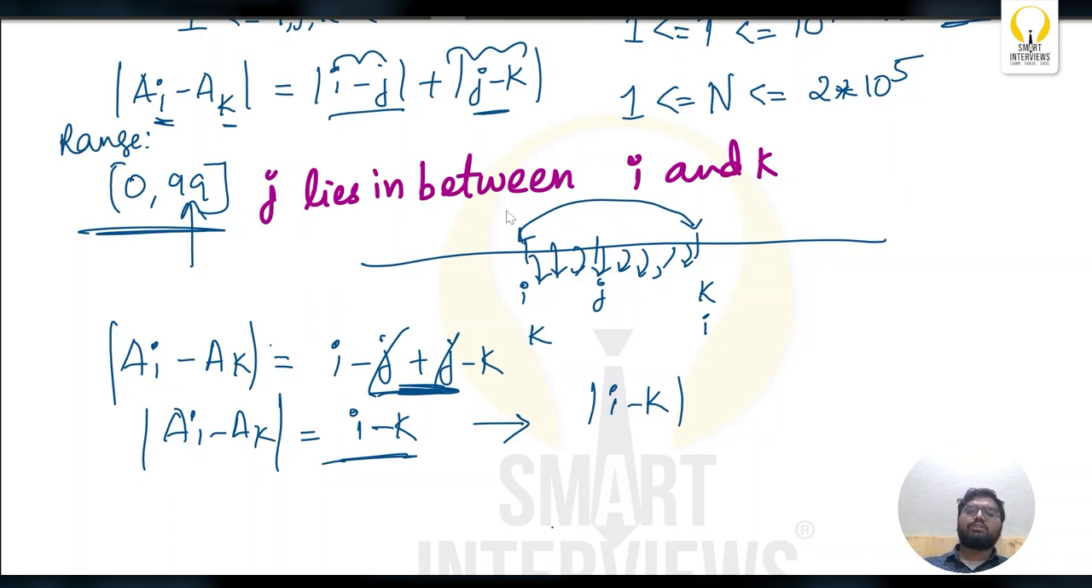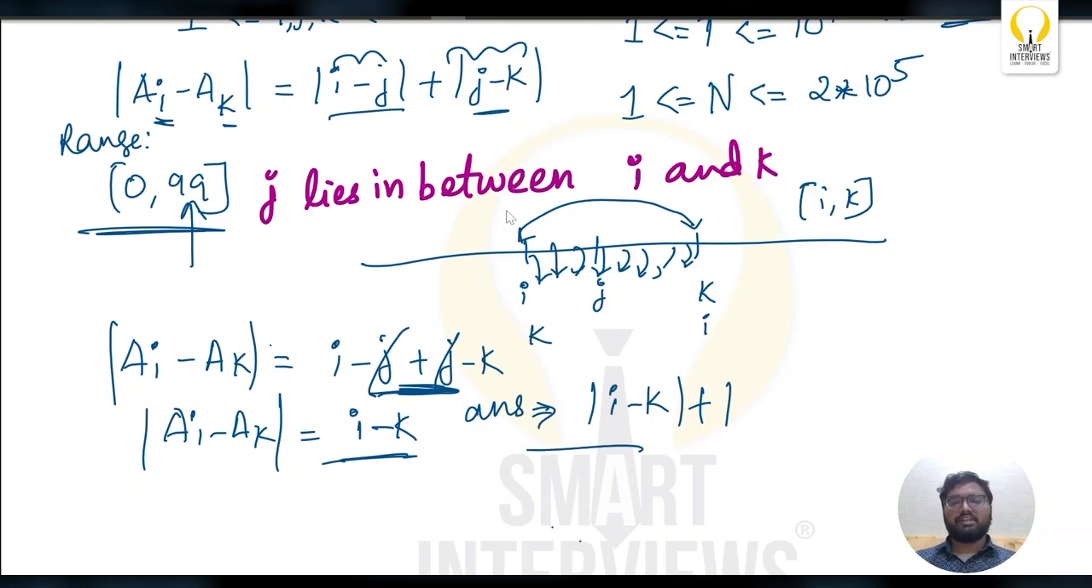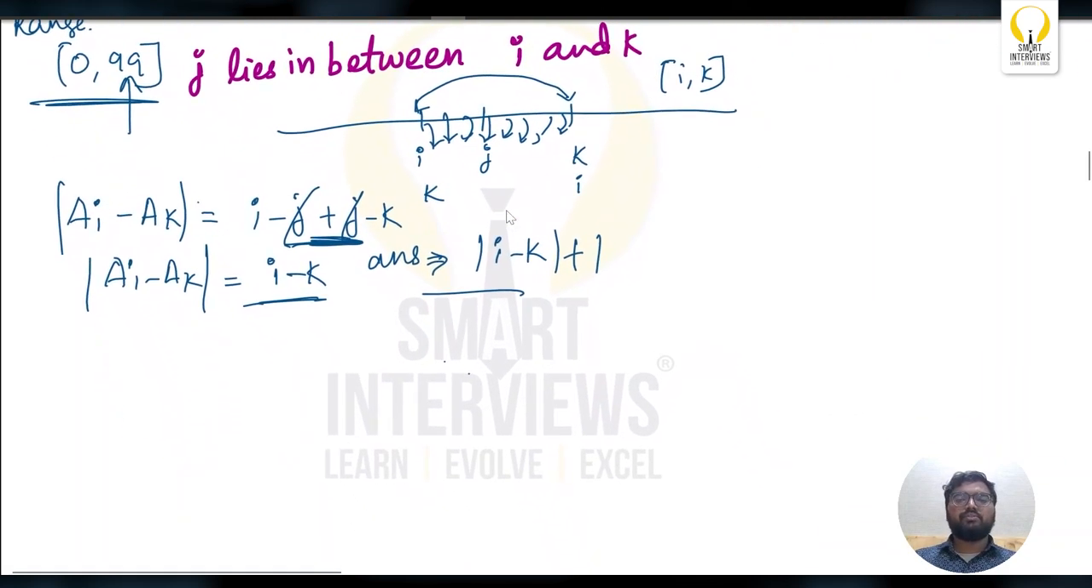So are we including both i and k here? So it is a closed interval of i and k, right? So we'll add plus 1. This is how we count all the elements which are both inclusive in the given range from i to k. So this is your answer in this case. I hope everyone is clear with this case. So we'll move to the next case.